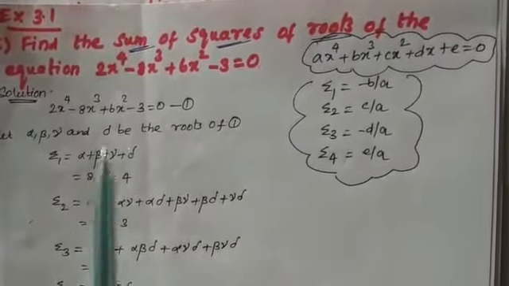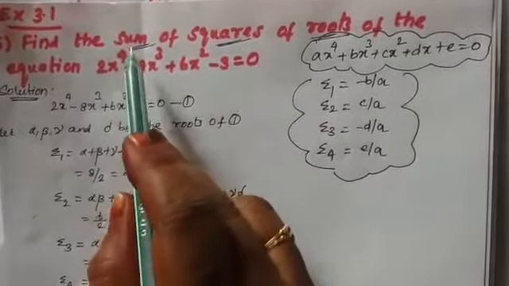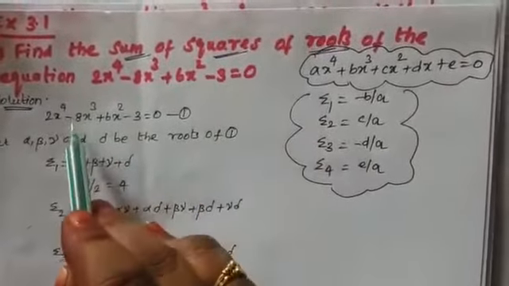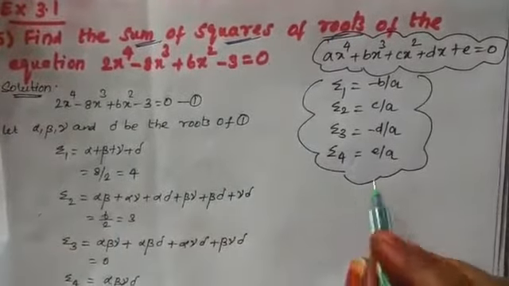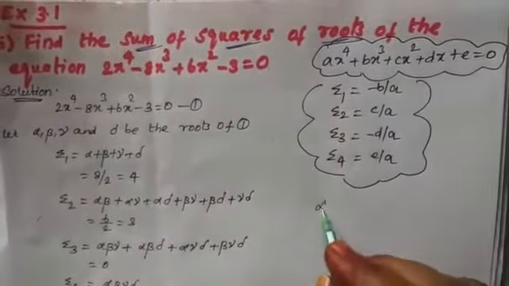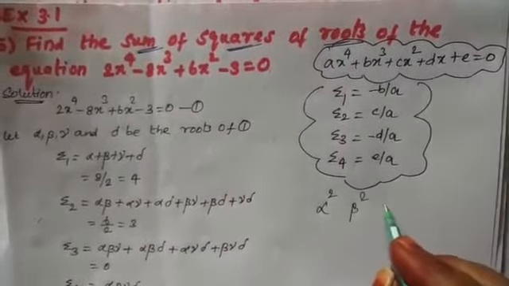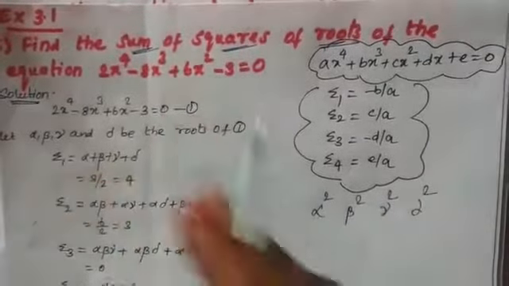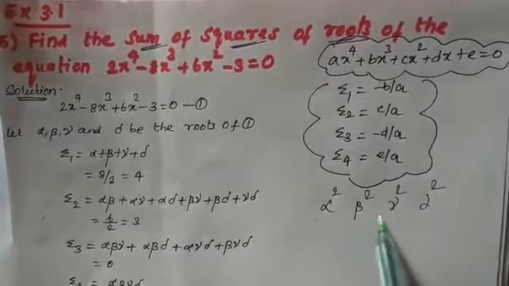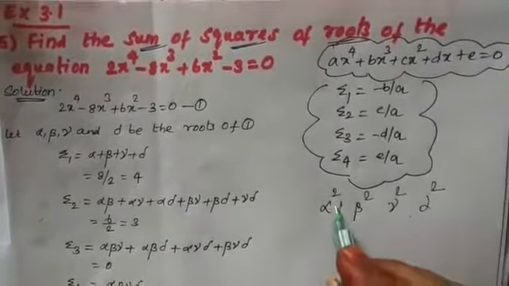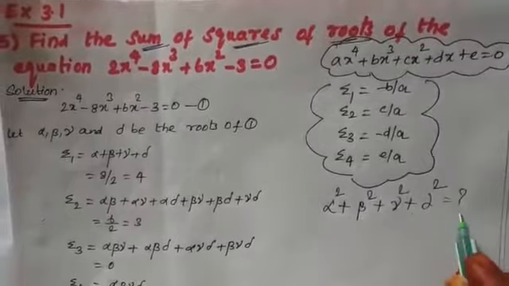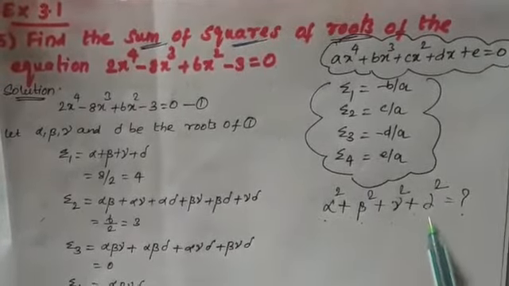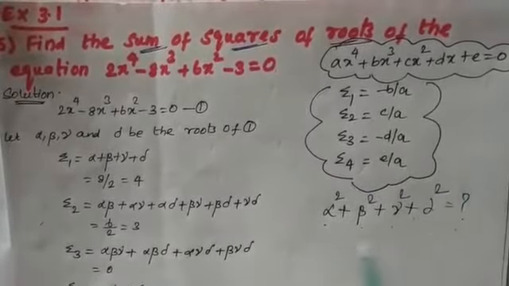Okay, good. Now we have to find out the sum of squares of the roots. So what is meant by this? What are the roots here? Alpha, beta, gamma, delta. Squares of the roots is nothing but alpha square, beta square, gamma square, delta square, because only 4 roots are there. What is sum of squares of the roots? Addition of all this. So we have to find out the answer of this part. It is nothing but alpha square plus beta square plus gamma square plus delta square is equal to unknown. That we have to find out now.